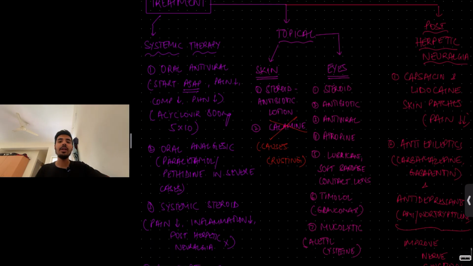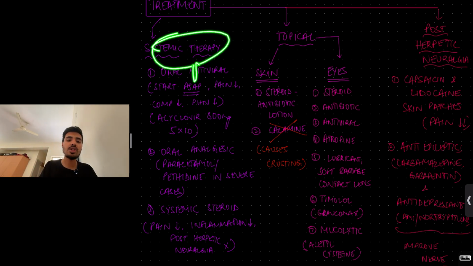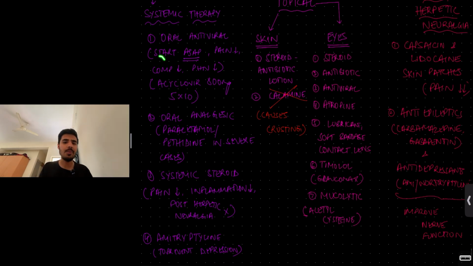Treatment can be divided into three parts: systemic therapy, topical therapy, and treatment of post-herpetic neuralgia. Systemic therapy is mainly focused on acute stage lesions where you have severe symptoms. So you will immediately start the patient on oral antiviral ASAP, because this will reduce the pain, it will reduce complications, it will reduce post-herpetic neuralgia. You will give 5 times a day for 10 days acyclovir 800 mg. So heavy dosing, oral acyclovir.